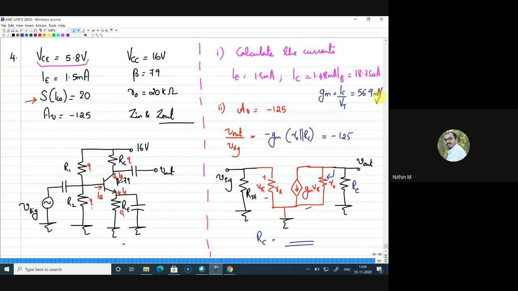Yes, you guys are getting RC as 2.46 kilo ohms. Yes, RC is 2.46 kilo ohm. Very good. So that is my second step. From voltage gain expression, I got RC. Now, all right. So Kirtana, can you tell me how to proceed further?